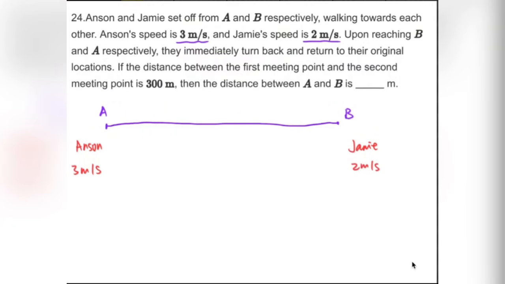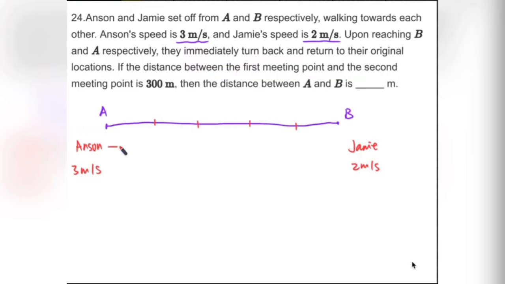That means when they meet each other, the distance that Anson walked should be 3 times, and then Jamie's distance should be regarded as 2 times, right? So here, to make it more clear, maybe we just split the road into 5 equal parts. So can you find the first point where they meet each other?